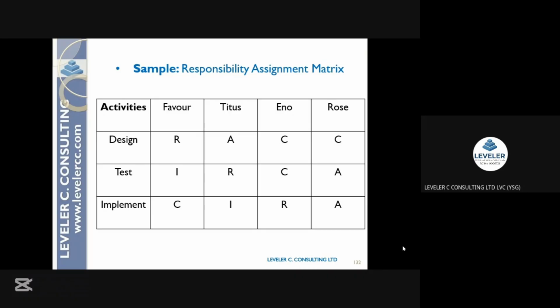Now let's look at the matrix properly. Who is responsible for design? Favor. Good. Favor is responsible for design. Who is accountable for the design? Titus. The only one person that is Titus.